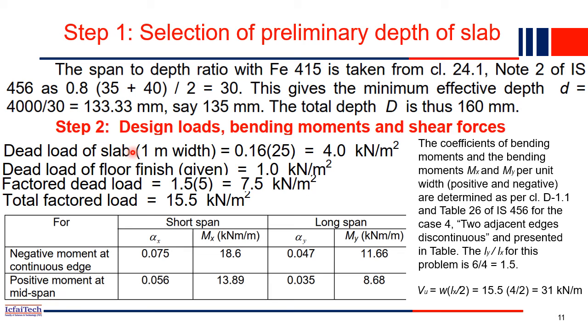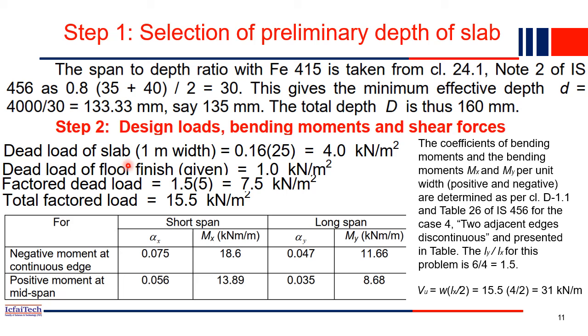So now let's compute the design load, the bending moment and shear forces. That is our step 2. So the design load for 1 meter width. As we consider the slab as a beam of 1 meter width, right? What will be the dead load coming? The total depth is 0.16, the 160 mm we just computed, converted into meters, multiplied by 25, the unit weight of concrete. We'll get 4 kN per meter square as the dead load coming from the slab.